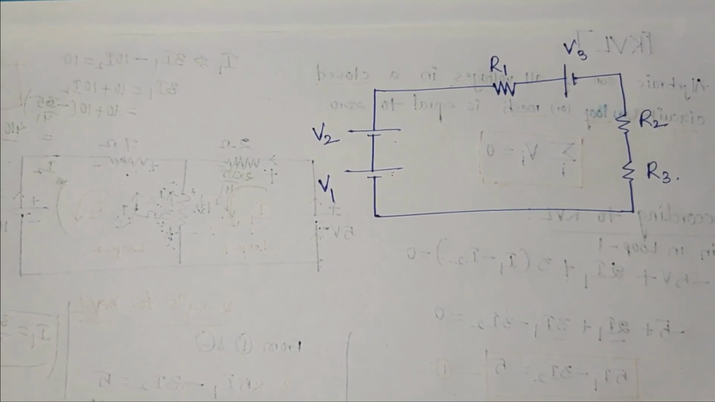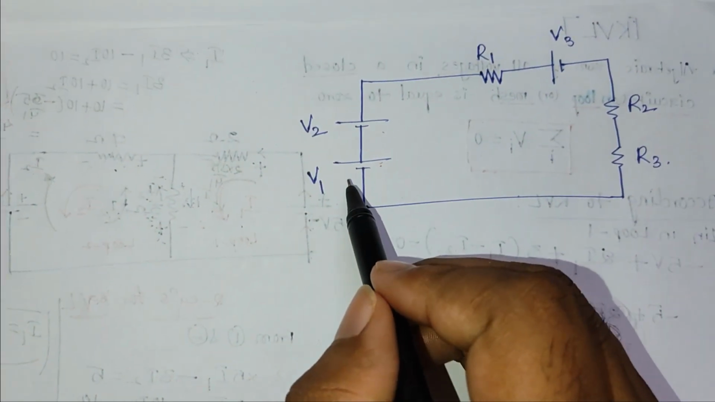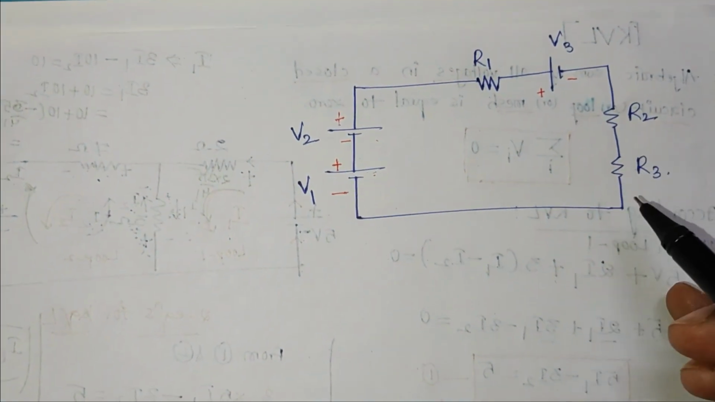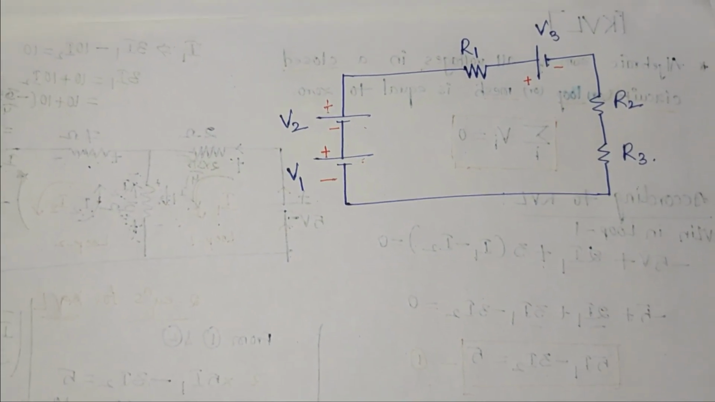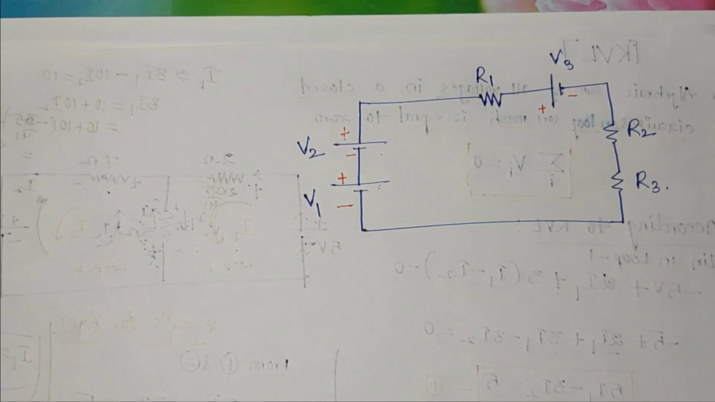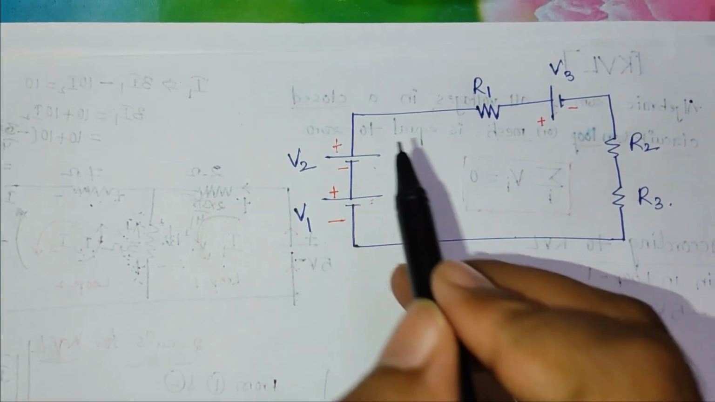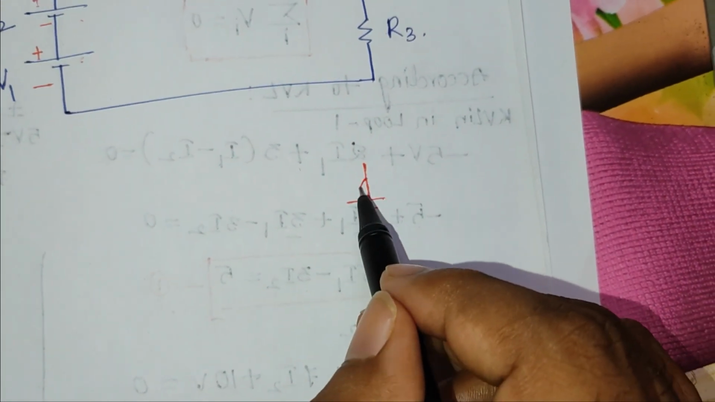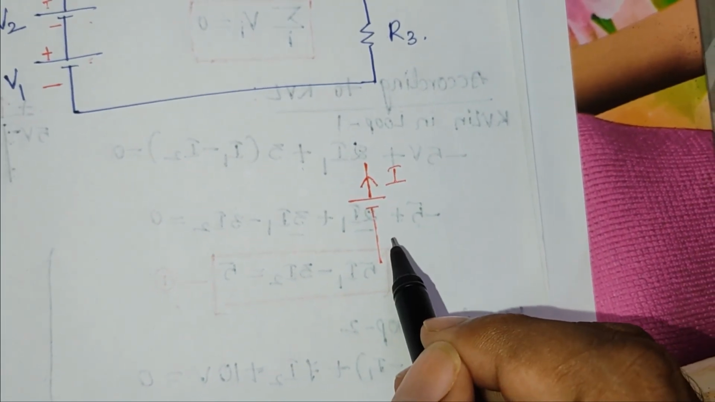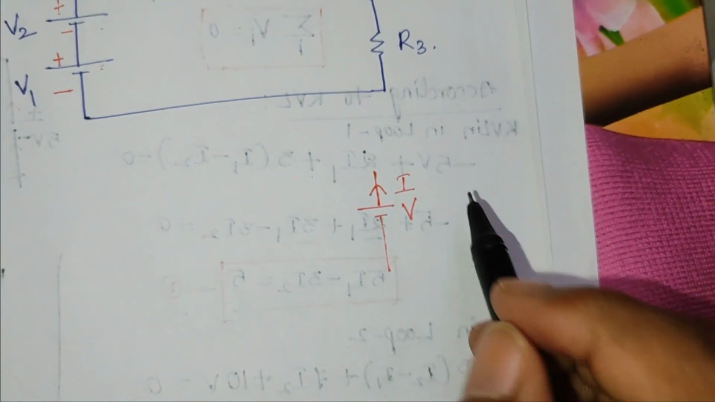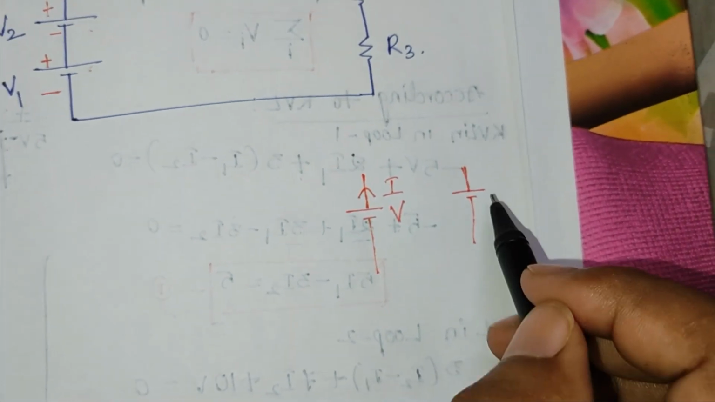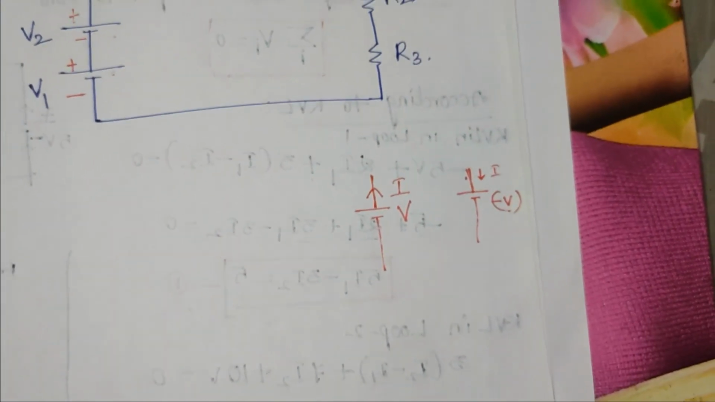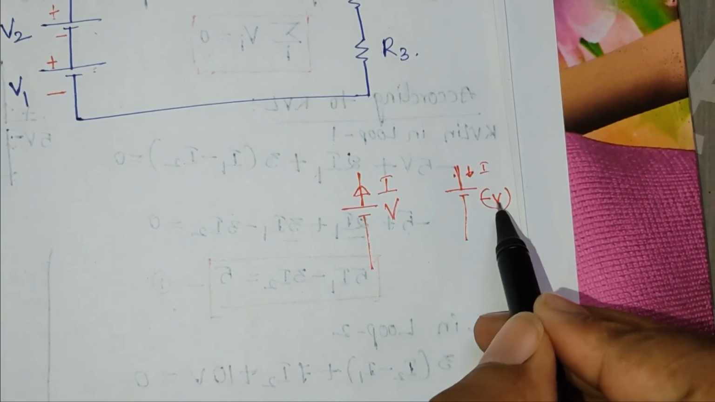Now let us give them the terminals. This is the negative terminal of the battery, this is positive; negative, positive; and this is positive, negative. We know that current leaves from the positive terminal of the battery, so that will be treated as positive voltage. If current enters the positive terminal of the battery, that will be treated as negative voltage. If current leaves, positive voltage; if current enters, negative voltage.